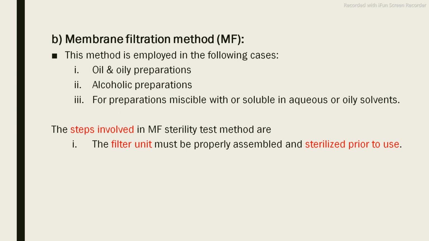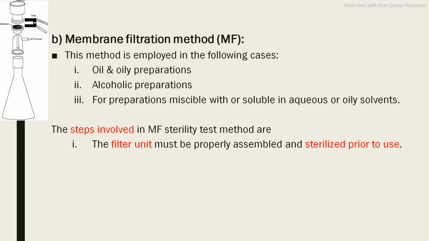Steps involved in membrane filtration are: the filter unit must be properly assembled and must be sterilized prior to the use. So here in this image, left side corner, you can see a filter unit, and this filter unit must be sterilized prior to the use. Here you can see at the top side this filter assembly consisting of two glass units, and in between these glass units we have to keep our membrane filter. Once the membrane filter is fixed, then we have to close both of these glass units by using this clamp, and once the clamp is fitted, then we are ready for membrane filtration.